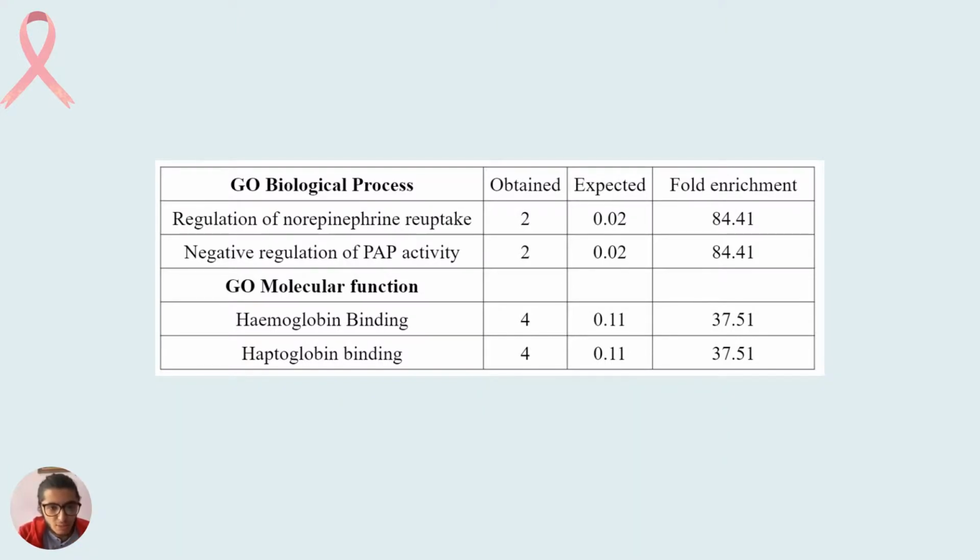This is the result of the over-enriched biological processes and molecular functions in our genes. The obtained column gives the number of genes that are related to a particular process or function, and the expected gives the total number of genes that would be expected in a random sample. And fold enrichment is obtained by dividing obtained by expected. In our study, we have linked these processes and molecular functions with past studies and are trying to find more about their link with breast cancer.